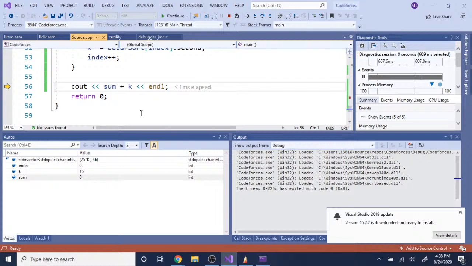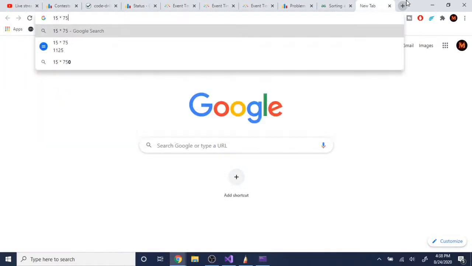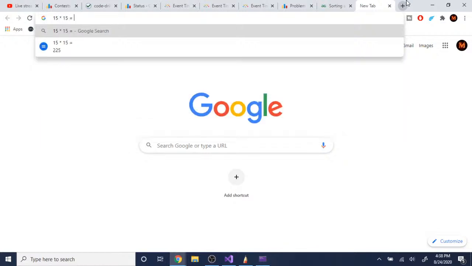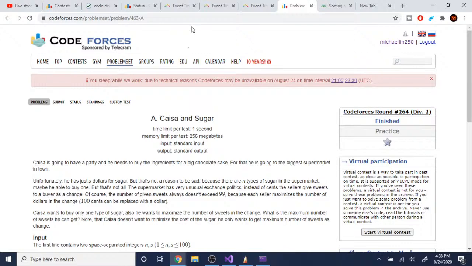That's not right. Pick 15 times... What's 15 times 75? Is that what 225 is? 15 times 75. No, that's not right. 15 times 15, 225. Okay, so if we're going to do it this way, we have to do... Let's see. Oh, what just happened?